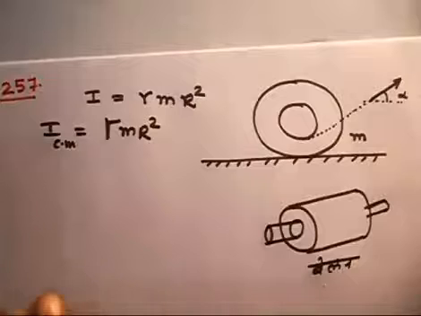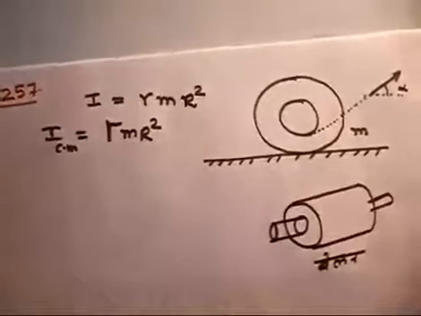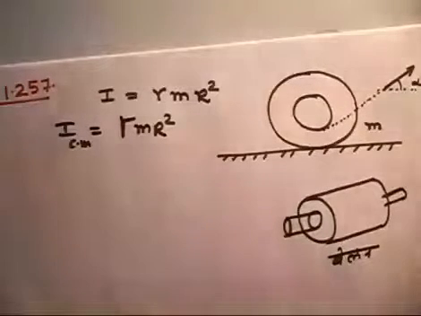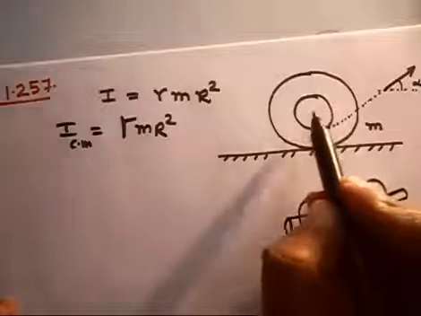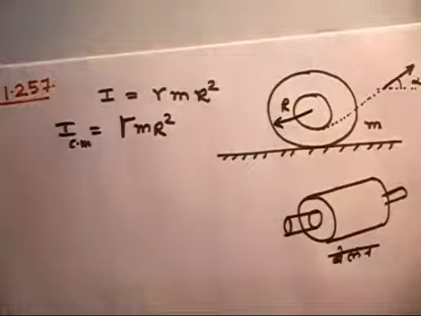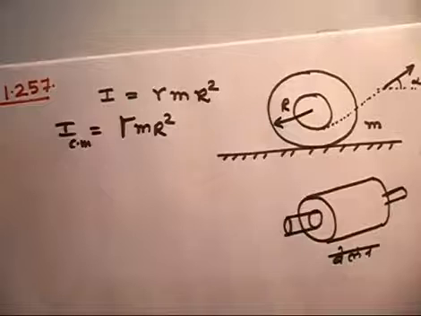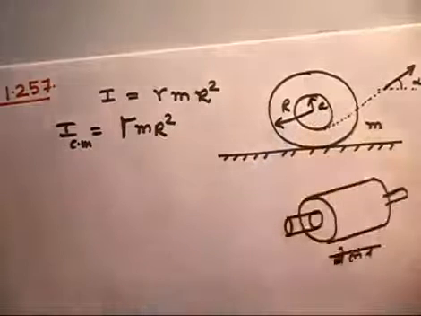Now the question says its moment of inertia relative to its own axis is I equals gamma m R square, where gamma is a numerical factor. Sometimes this is also related to the radius of gyration. R is the outside radius of the spool. So this radius is R. And the inside radius is a small r. Let us call it a small a, so that I don't have any confusion. So the inside radius is a small a.